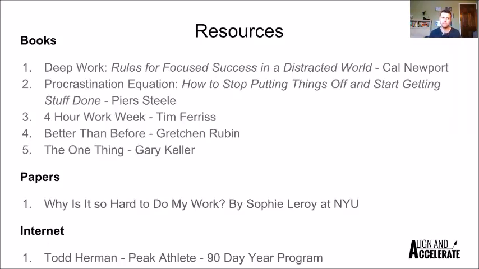So here are the resources that came up in this module: Deep Work, books I talked about, Procrastination Patient, 4-Hour Workweek by Tim Ferriss, Better Than Before by Gretchen Rubin, and The One Thing by Gary Keller, The Paper by Sophie Leroy, Todd Herman's 90-Day Year Program. These are all things that were referenced again in this program. So if you want to dig into these, you can definitely Google them. It's not hard to find these things, and you can get more information on that.